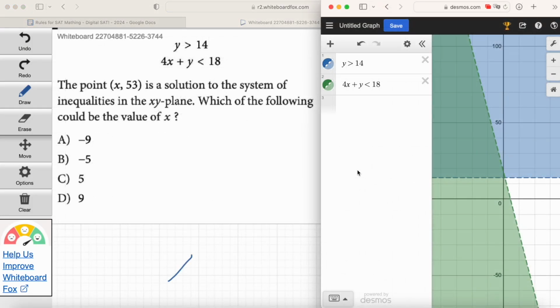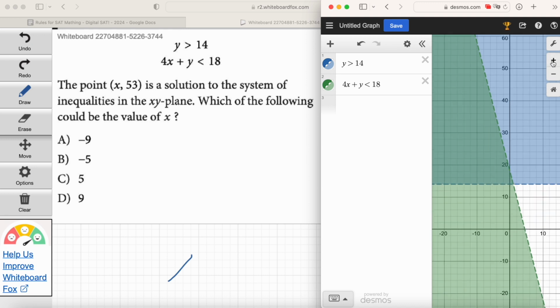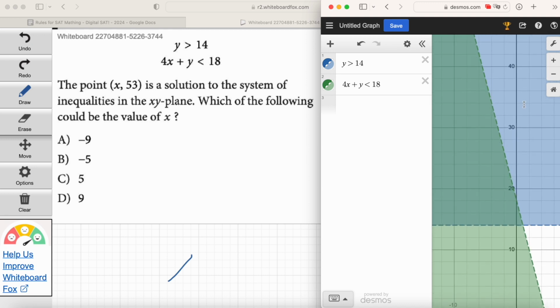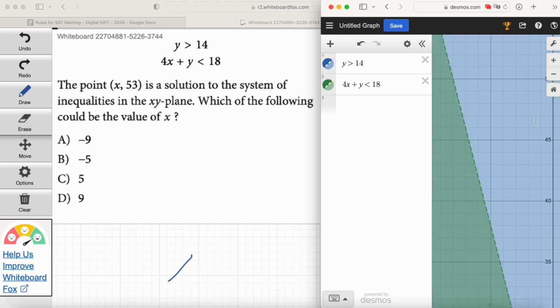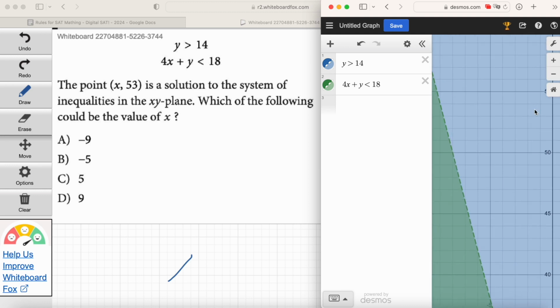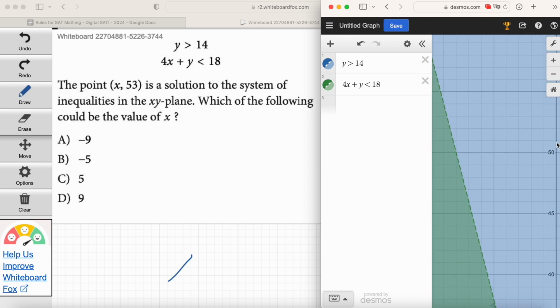Okay. All right. So now we've got to find out which could be a value of x. We've still got to interpret that, right? Now it tells us in the question the point x comma 53 is a solution. So we know the y value has got to be 53. I'm going to zoom in a little bit and find out where the y values are around 53. Okay, so there's like 50, 52. I'm going to zoom in a little bit more. Okay. There we go. So the y values are going to be, there's 51, 52, 53.